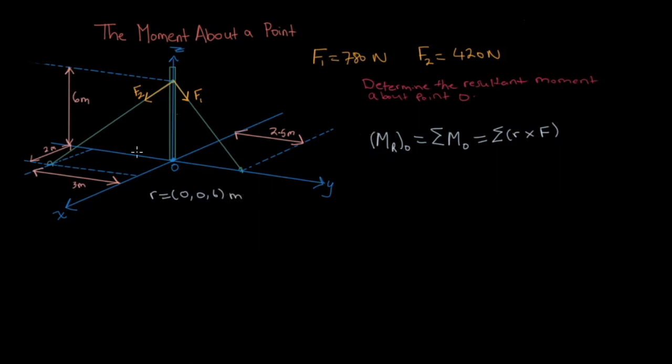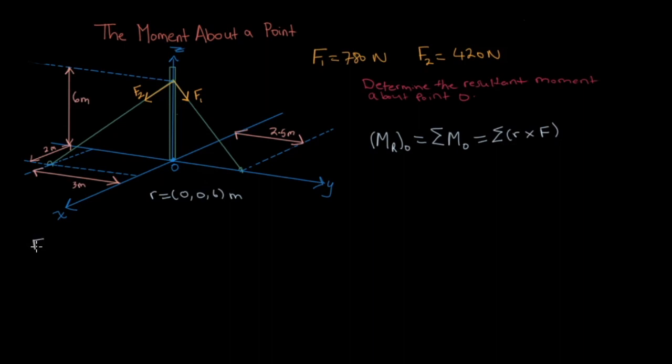Now, what about the force vector? Well, we haven't been given the force vector. All we've been given is the magnitude of the force for F1 and F2. But we can figure out what the force vectors are because we have the magnitude and we also have the direction in which the forces are pointing. So what we can do is multiply the magnitude by the unit vector.